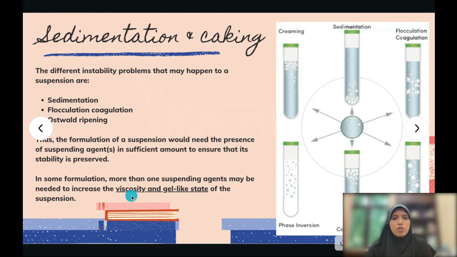In some formulations, more than one suspending agent may be needed to increase the viscosity and gel-like state of the suspension. For certain formulations, because of the problems of sedimentation and caking, you have to include more than one suspending agent to increase the viscosity of the preparation. With a higher viscosity preparation, the particles will sediment slower, and this will lead to a much slower formation of cake at the bottom of the bottle.